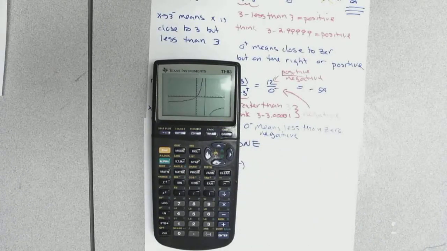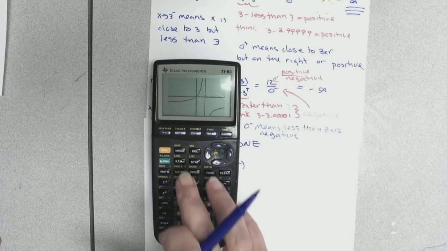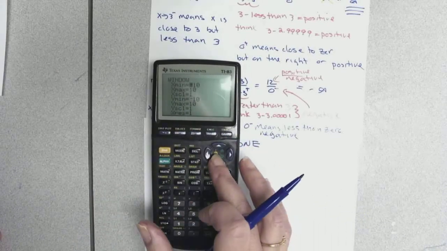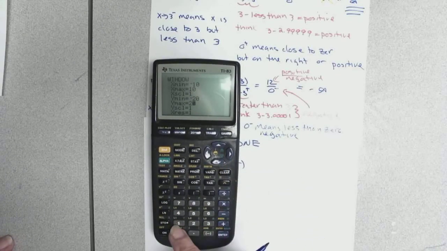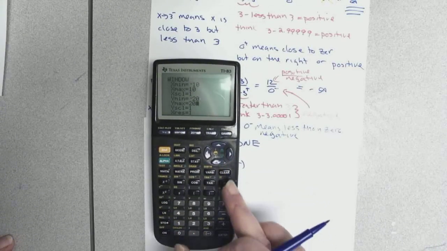Now, if you want to do a better window to see what's going on, let's graph it instead of from negative 10 to 10 on the y-axis. Let's try it from maybe negative 20 to 20 and count that off by 2's.